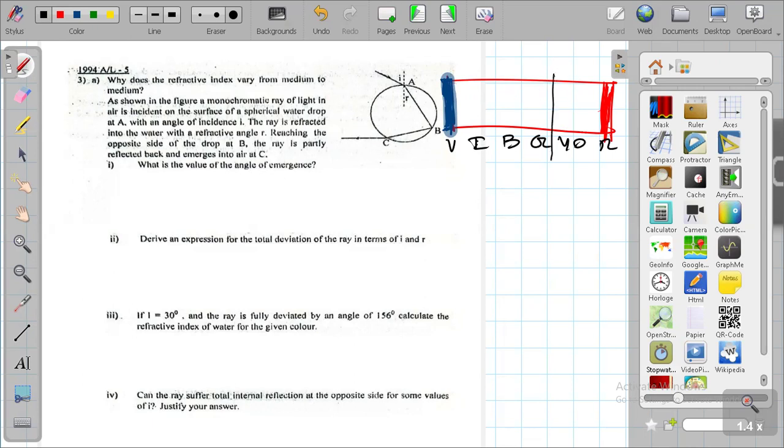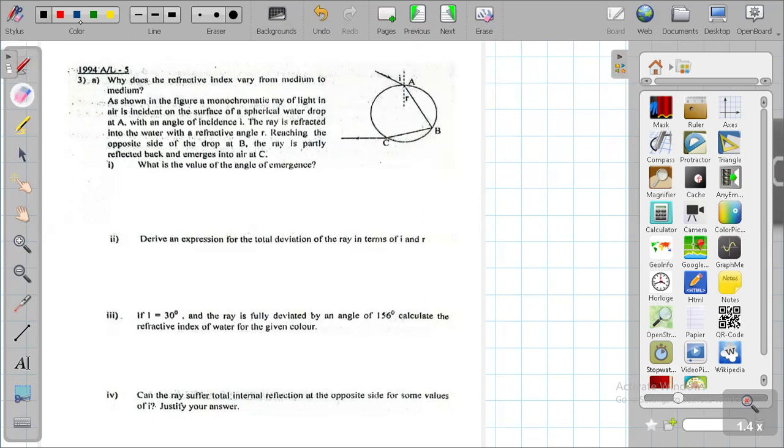Imagine any of these colors, like the yellow color from sodium. That's the most favorite color. So a monochromatic light ray entering from air is incident on the surface of a spherical water drop at A with an angle of incidence I. The ray is refracted into the water with refractive angle R. On reaching the opposite side of the drop at B, the ray is partly reflected back and emerges into the air at C.